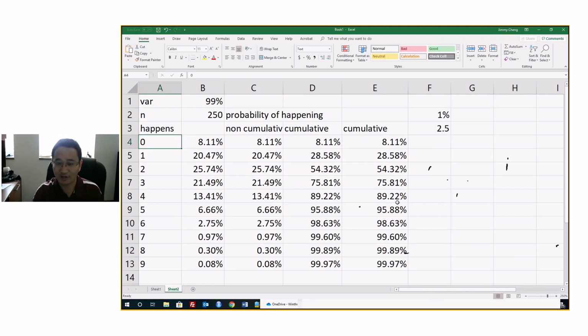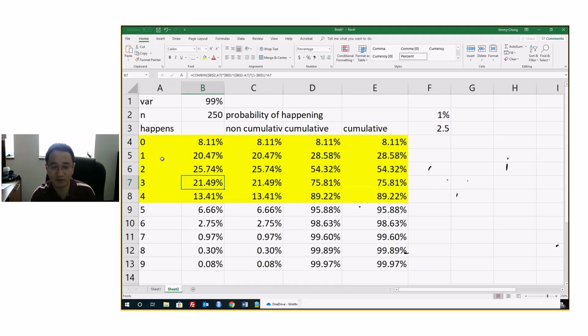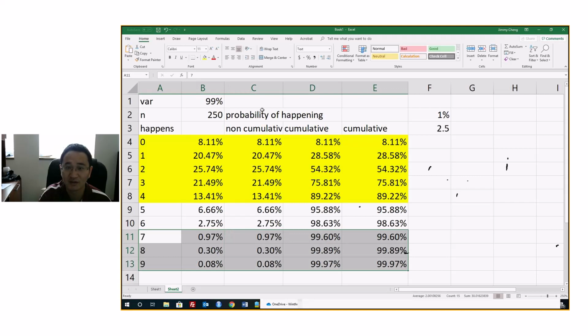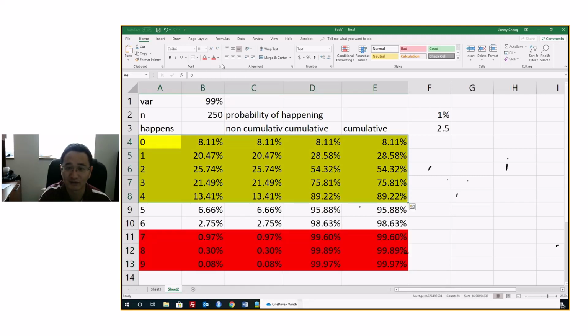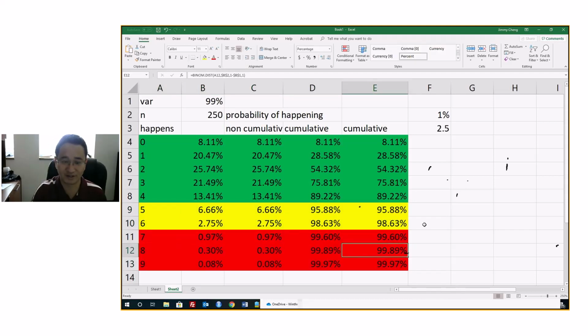It is quite common. The bottom line is it's quite common to happen less than 4 times, okay? Is that making sense? However, if it happens more than 5 times, especially more than 7 times. Let me just mark this as green. So this is probably the green zone, this is probably the yellow zone, and this is probably the red zone. Is that making sense? So that's how backtesting is.